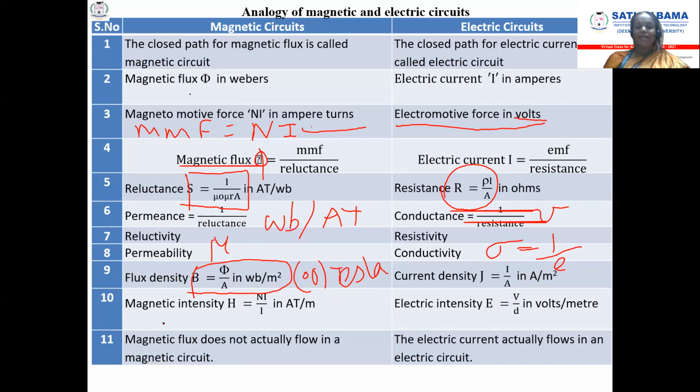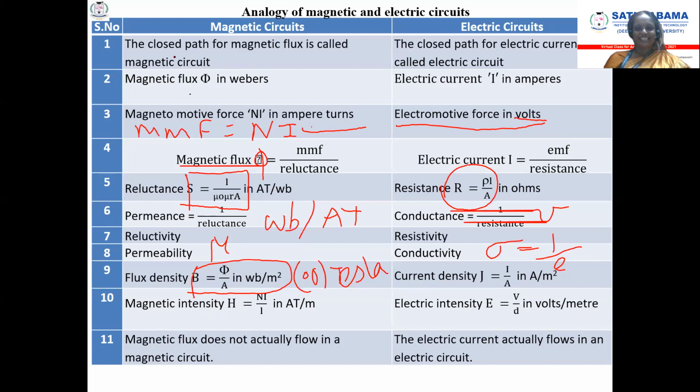Okay, and magnetic intensity. I think we studied magnetic field strength, magnetic intensity. What is the main role of it? It only strengthens or weakens the magnetic field. What is the formula for H? MMF by length, I think NI by L. MMF means what? N into I. So MMF by length. So the unit is ampere turns per meter.